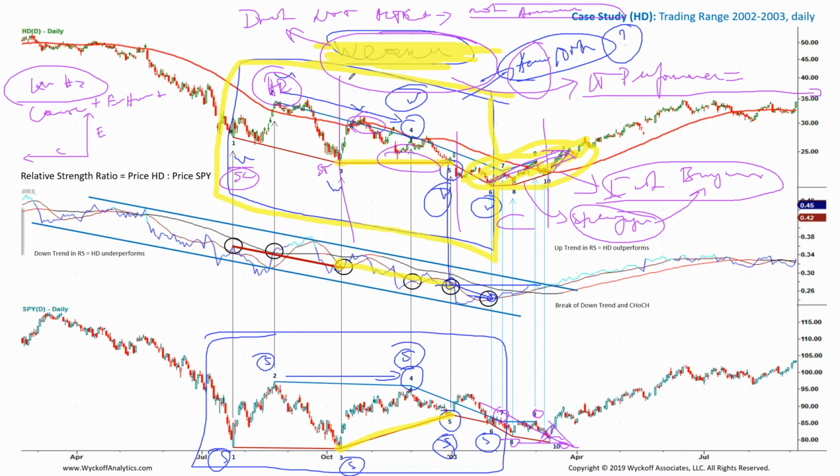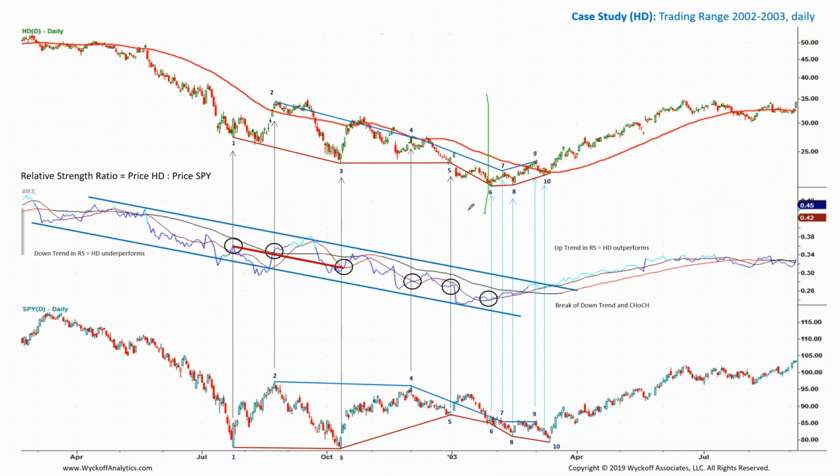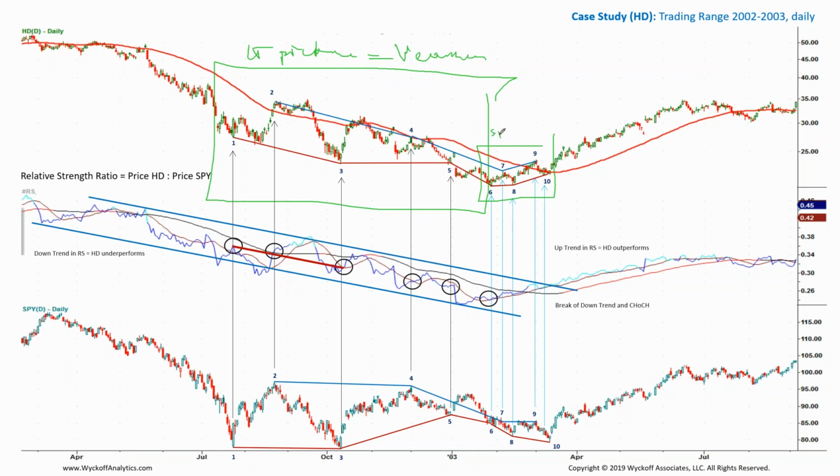This could happen this way, but we are trying to define the relationship between causality and the effect. And we are saying that leadership is causal. So therefore, if we take this whole trading range, we're going to divide it into two portions. Let me redraw this. Two portions to this trading range. Long-term picture, weakness. Short-term picture, outperformance or strength.